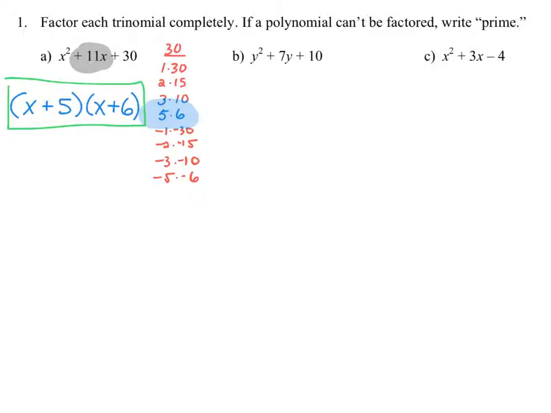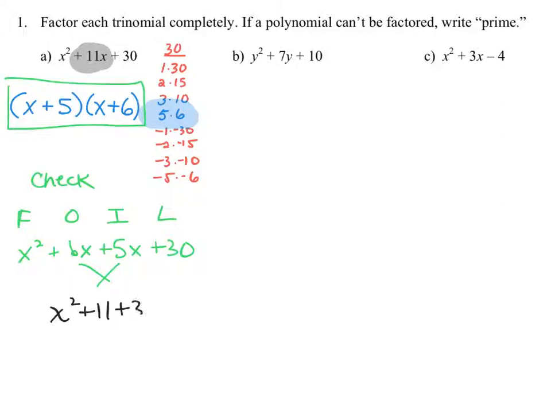You can always check your work here by using the FOIL process. The first, the outer, the inner, the last. That will end up as your original polynomial. The first, when we multiply x times x, you do get x squared. The outer, x times 6, is plus 6x. The inner, 5 times x, is plus 5x. And the last is 5 times 6, which is 30. By combining those middle terms, we see we get x squared plus 11x plus 30.